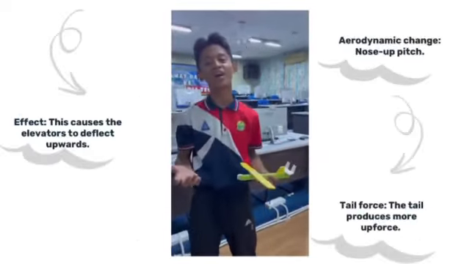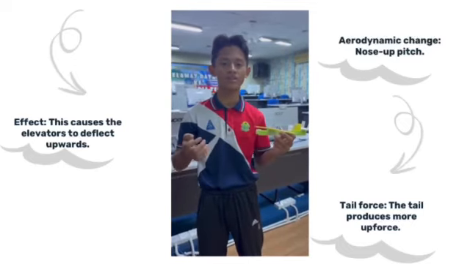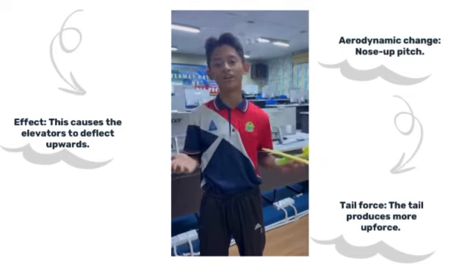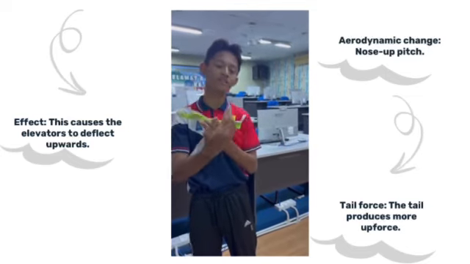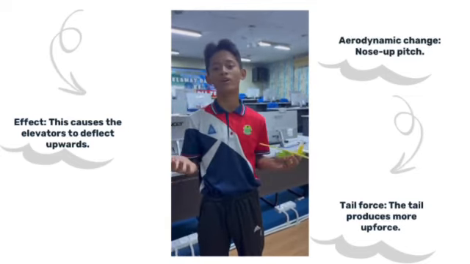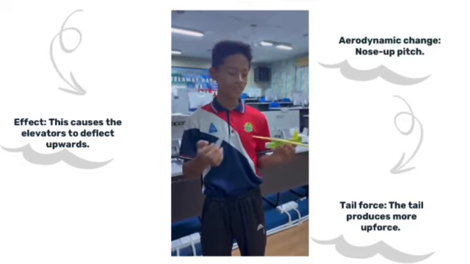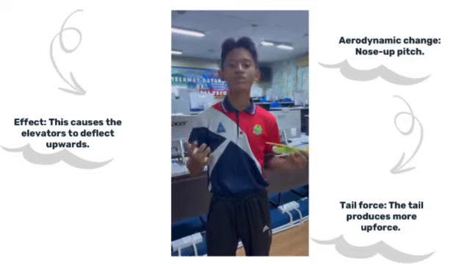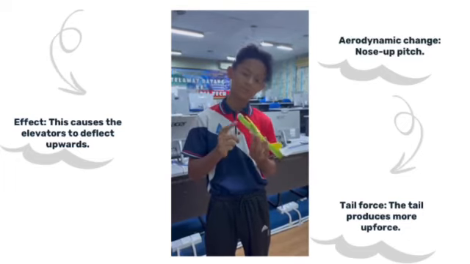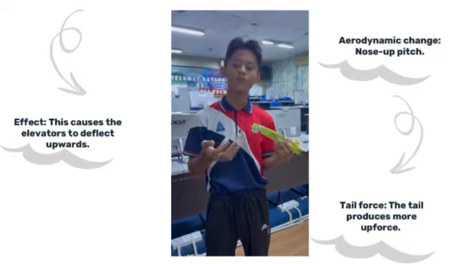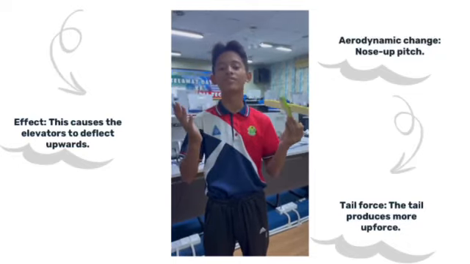Now, let's explain what happens when the tabs are bent upwards. For the effect, this causes the elevators to deflect upwards. For the aerodynamic change, the airflow is directed downwards behind the tail, creating a downward force, also known as the nose-up pitch. And for the tail force, the tail produces more downward force, which increases the upward moment at the nose, causing the glider to pitch up. This increases the angle of attack, making the glider climb and stall if the angle becomes too high.